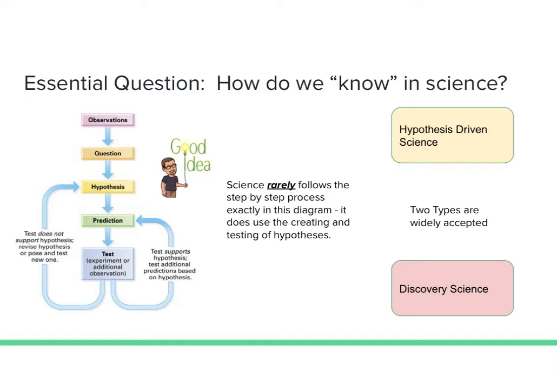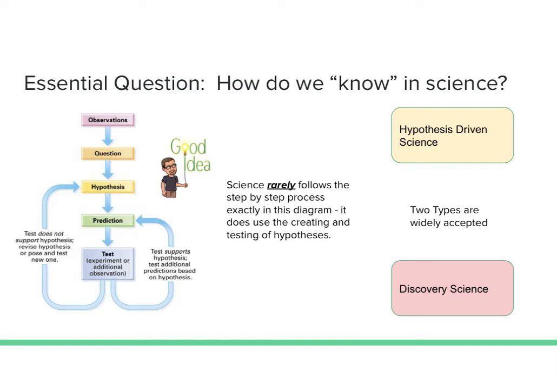On the left-hand side of this presentation, you'll see something that is basically what you've seen before, a step-by-step process for the scientific method. That is one way that science happens, although it rarely follows this linear step-by-step process exactly like this diagram shows. But it does use the creating and testing of hypotheses, and oftentimes it flows from good questions or good ideas that we observe from the world around us.